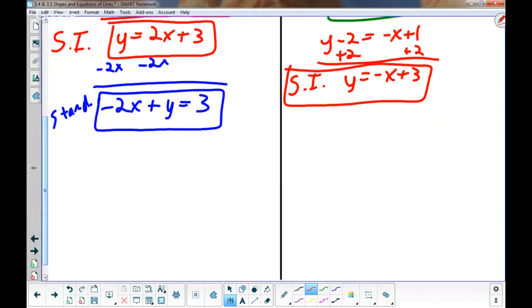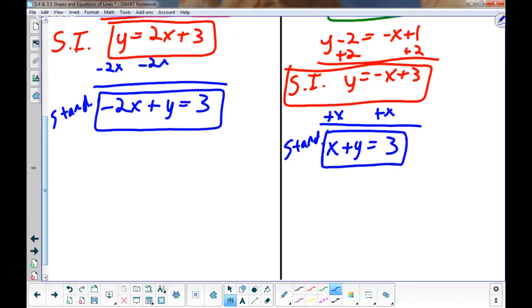And then I'm going to change it to standard. Means I'm just going to move my x over. I'm going to add x to both sides at this point. And I get x plus y equals 3. There's my standard. So you see how easy or simple this can be as long as we're following our steps correctly.